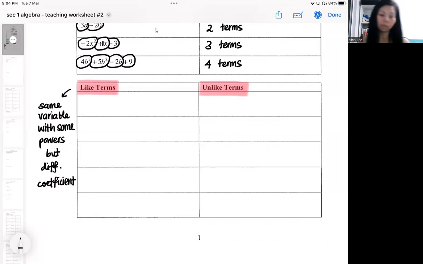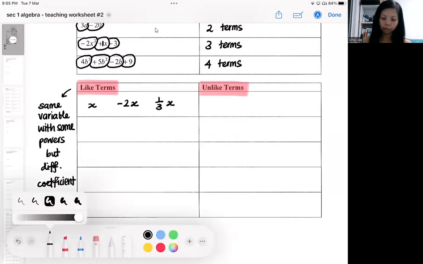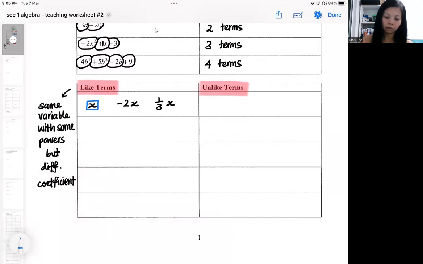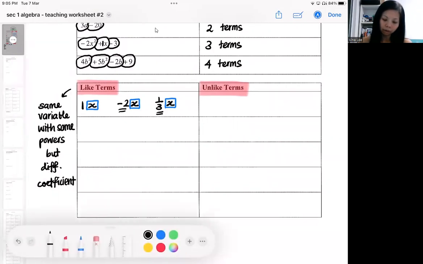So let me give you an example of like terms first. Like terms will be like x, minus 2x, 1/3 x. So you look at the variable. The variable is x. Okay, but they have different coefficients. So if you look at the coefficient, this is 1x. This is a coefficient of 1. This one is a coefficient of -2. This one is a coefficient of 1/3. But they are considered like terms because they have the same variable and same power.